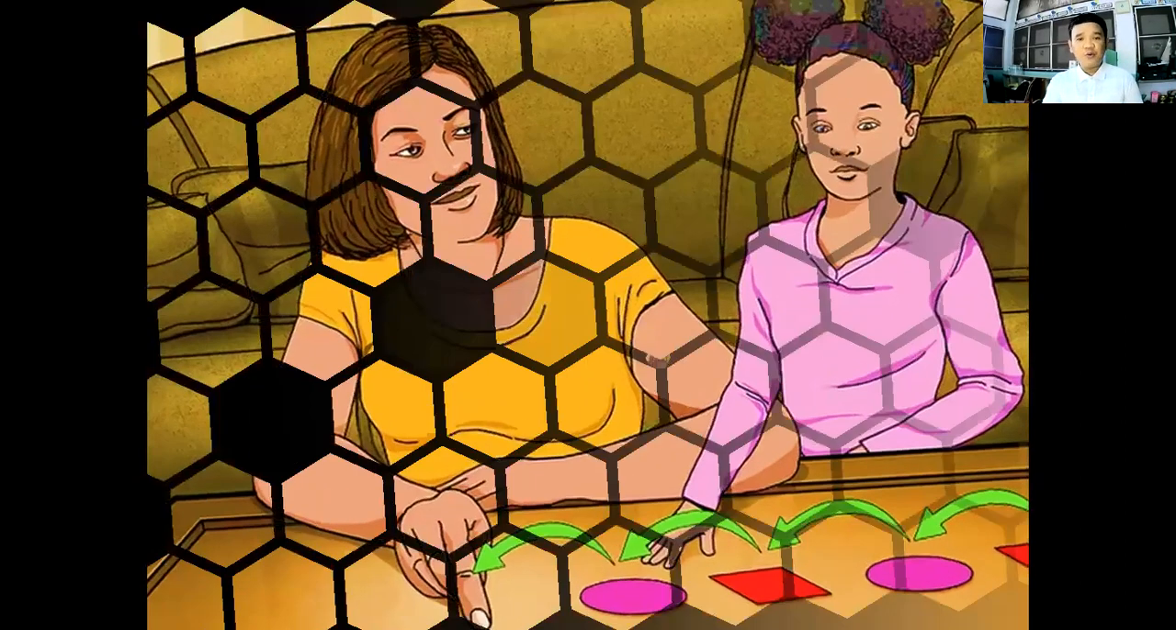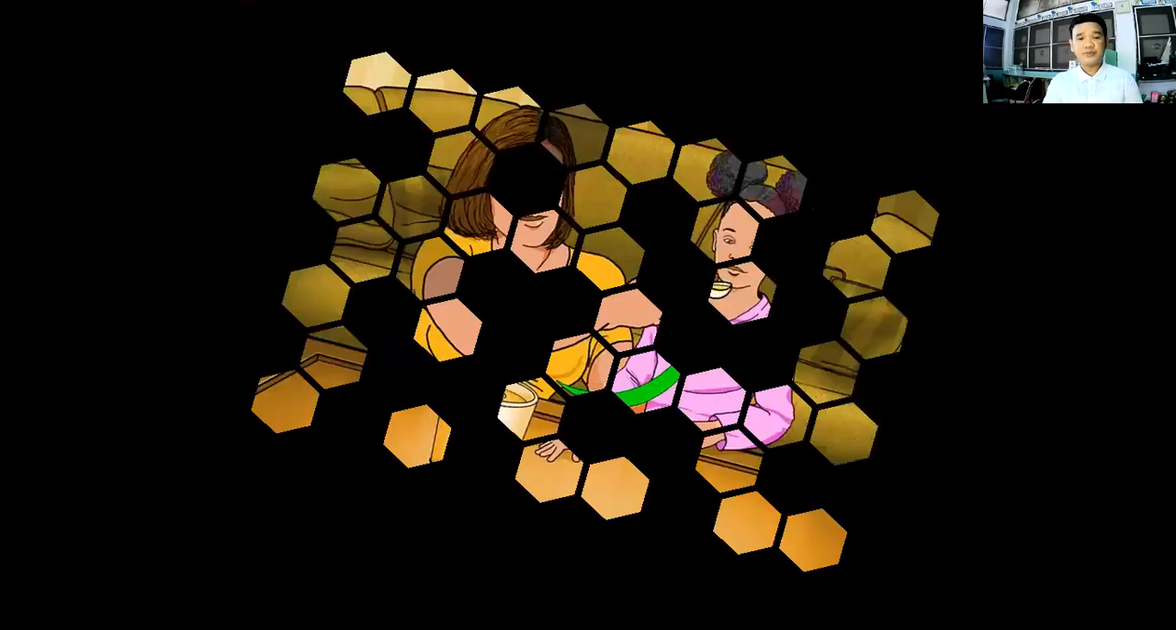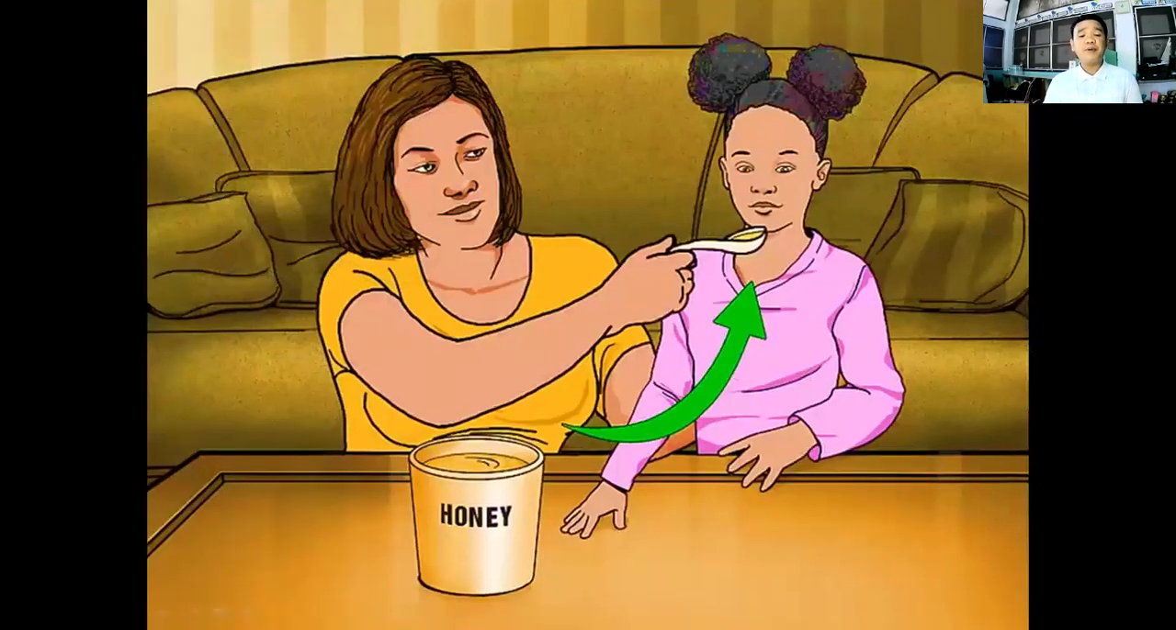And another one: your mother is preparing honey, and she wants you to taste even just a small amount. What do you think the taste of the honey would be? You might say that the taste of honey is sweet. So you are projecting that the taste of honey is sweet. That is a prediction.